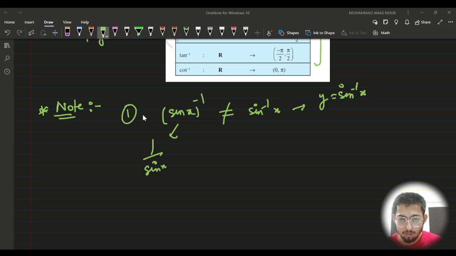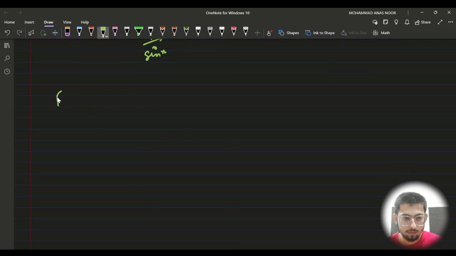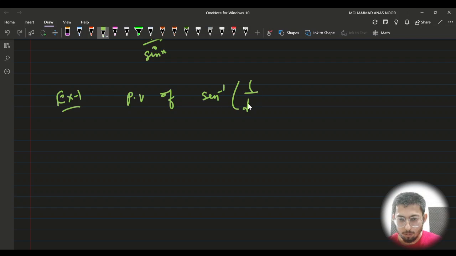So now let us do some questions. Example 1 says: find the principal value of sine inverse of 1 by root 2. Now this is your test.